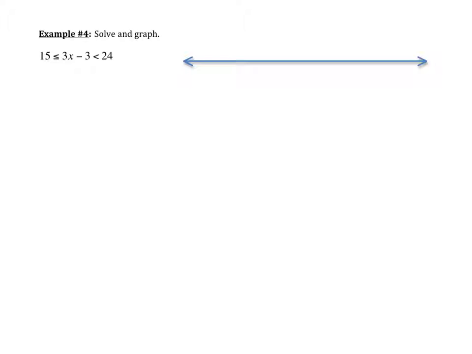The way you solve and situations is whatever you have to do to get the variable by itself, you're going to do it to this number and to this number. So to get x by itself, I would first add 3. So I'm not just going to add 3 to the 24, I'm also going to add it to the 15. So I'd have 18 is less than or equal to 3x, these 3's are going to cancel, less than 27.